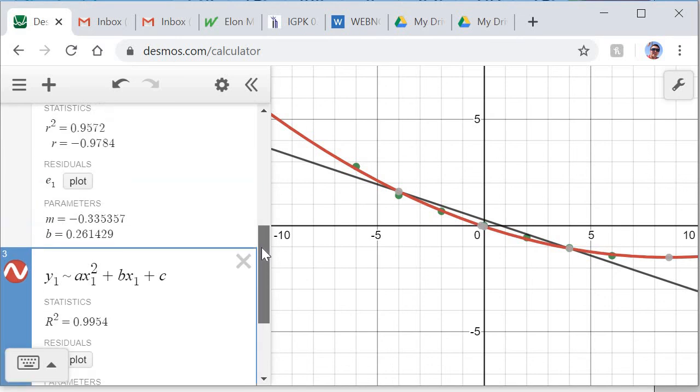Actually, we just scroll up. Now take a look. What's better? Well, we have r squared 0.9572 or r squared 0.9952. Which coefficient is better? Well, the coefficient for the quadratic is better because it's closer to 1. This value is closer to 1. So this is more of a non-linear relationship based on these correlations.